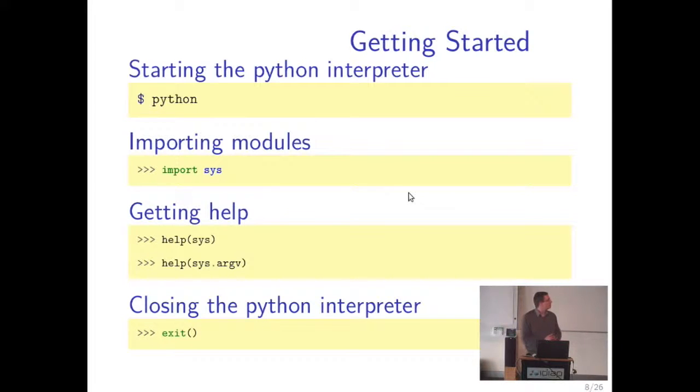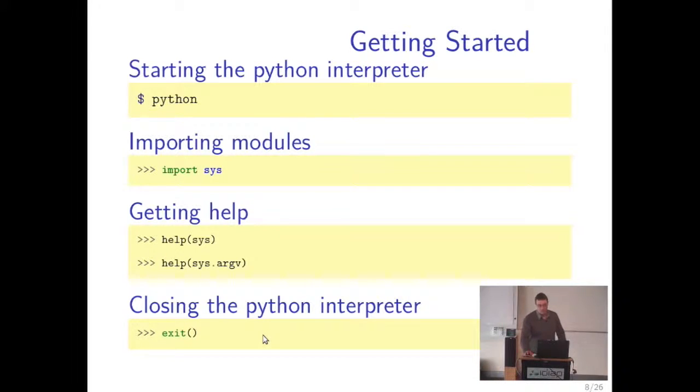Okay, one important thing to know is also how to close the interpreter, and this is done by typing exit with parentheses. So this is actually a function. If you forget the parentheses, then you will get a warning message, and to execute this function, you have to put the parentheses as well.